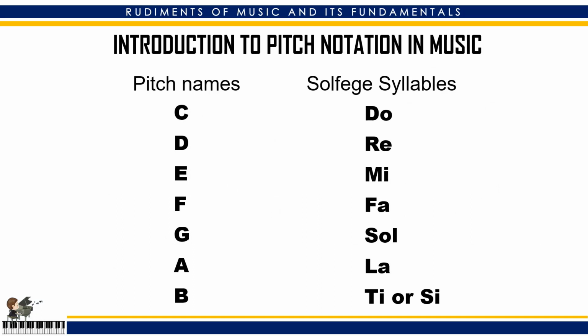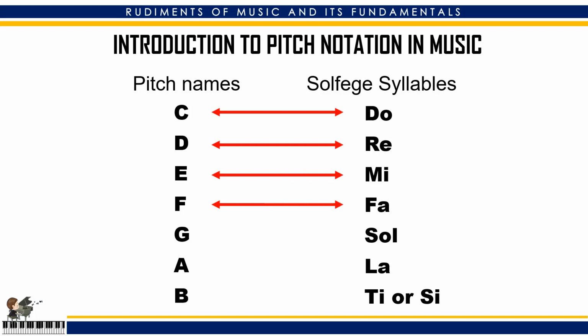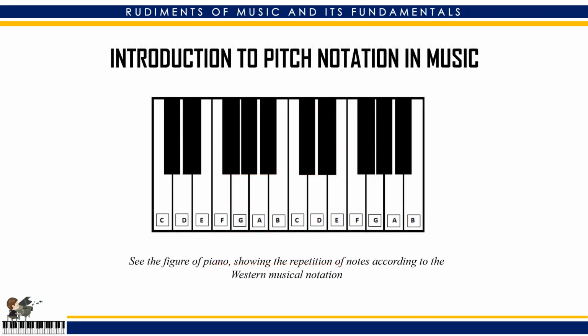Here is the equivalent of pitch name to solfege syllables. C is do, D is re, E is mi, F is fa, G is sol, A is la, B is ti or si. So here's the figure of piano showing the repetition of notes according to the Western musical notation.